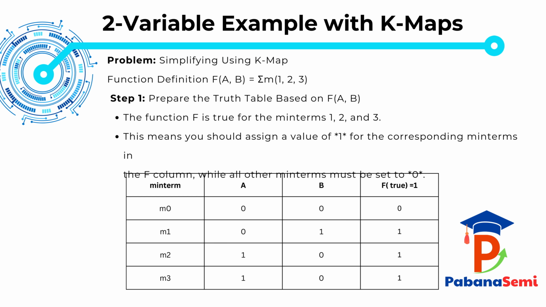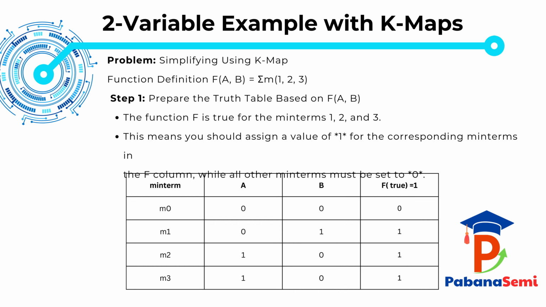Step 1. Prepare the truth table. Our first step is to prepare the truth table based on the function definition. Since we have two variables a and b, there are 4 possible minterms from m0 to m3. Assigning output values. Now, we assign values to the output column f. For m1, m2, and m3, the function is true, so we assign 1. For m0, the function is not listed, so we assign 0. This gives us the truth table shown below.